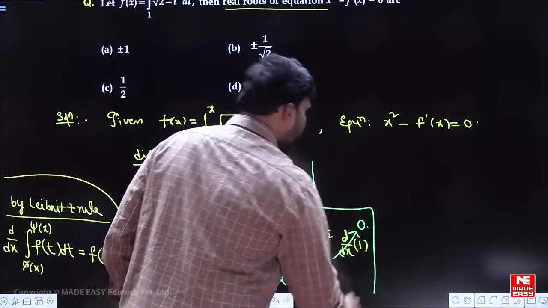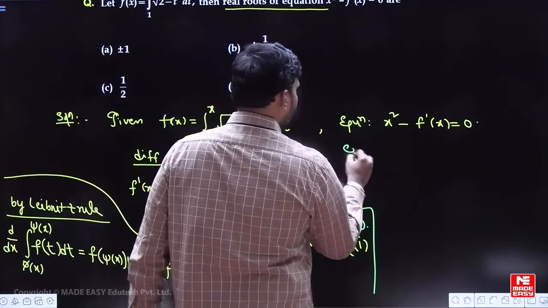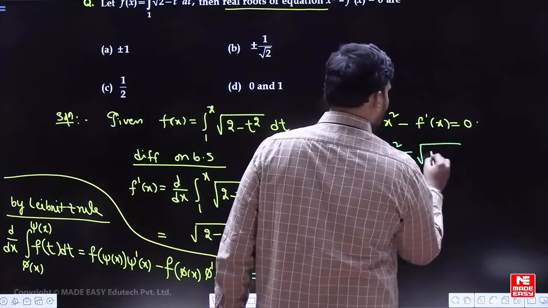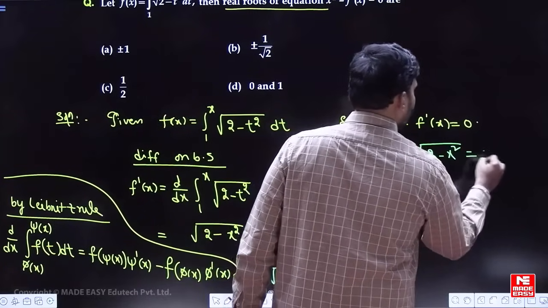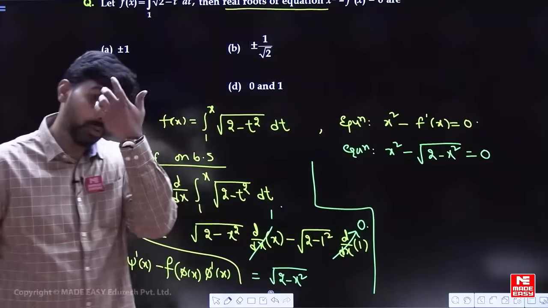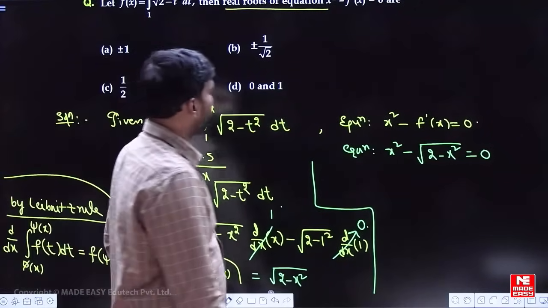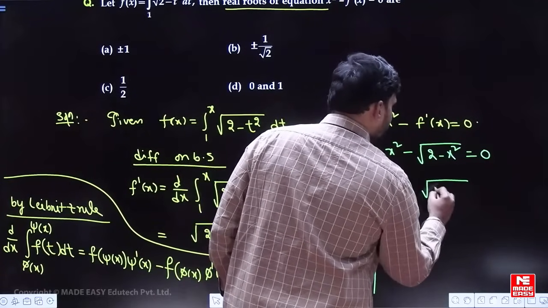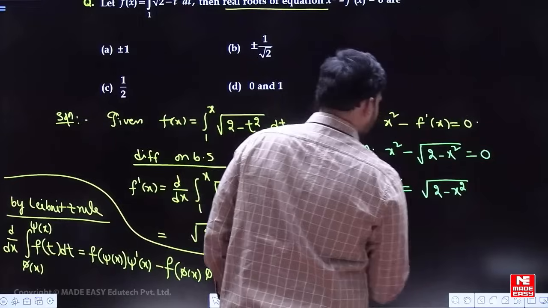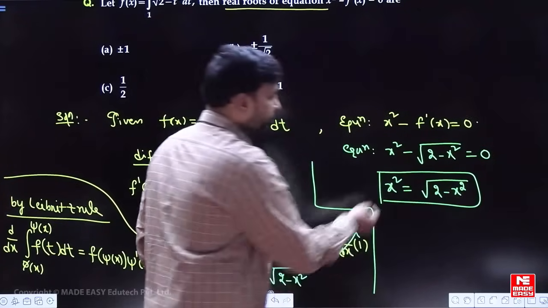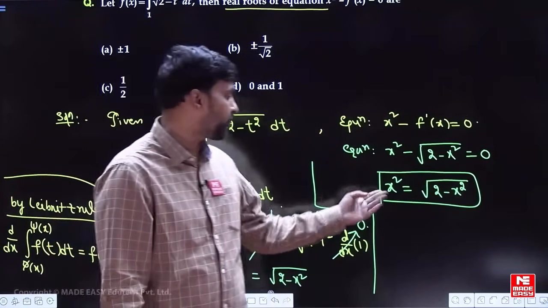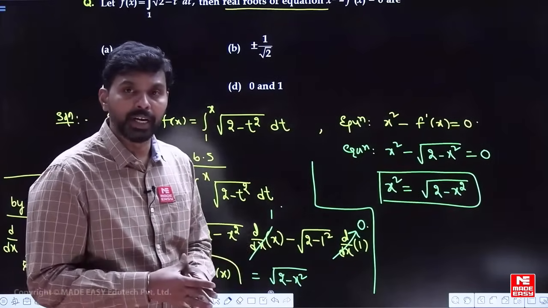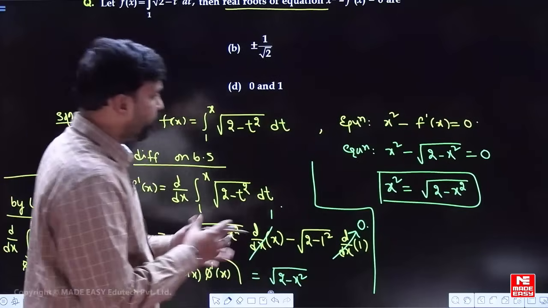After getting this f dash of x, the equation becomes x square minus under root of 2 minus x square is equal to 0. So x square is equal to under root of 2 minus x square. Here we need to find the value of x from this. Squaring on both sides and solving, you will get some real roots. But I will show you that way also.